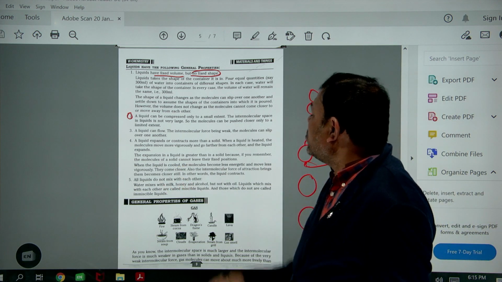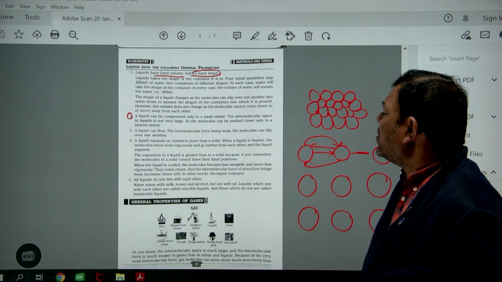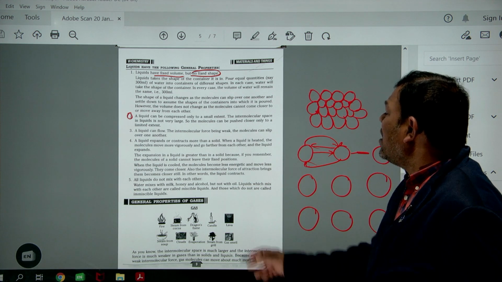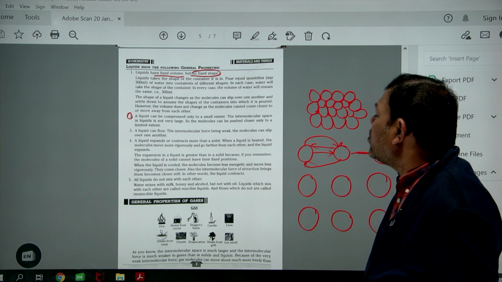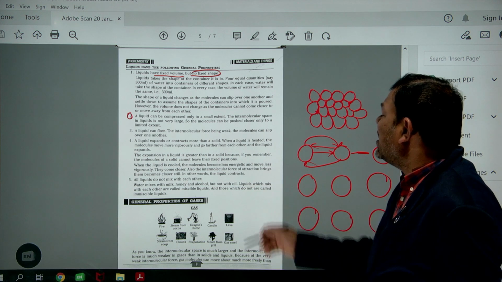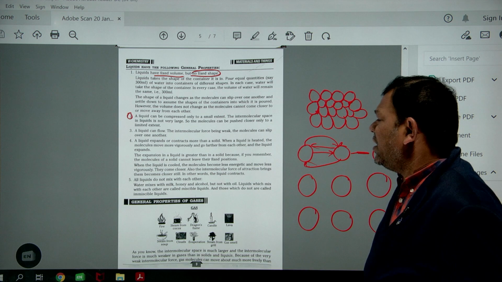When a liquid is cooled, the molecules become less energetic and move less vigorously. They come closer. Also, the intermolecular force of attraction brings them still closer. In other words, liquids contract very fast when compared to solids.